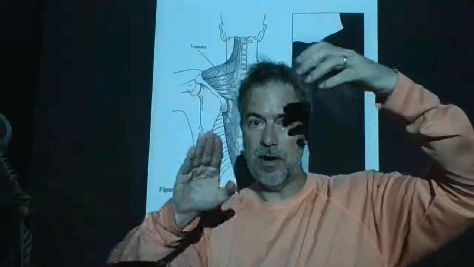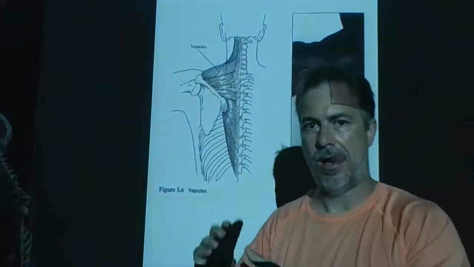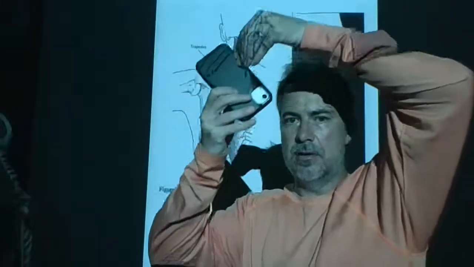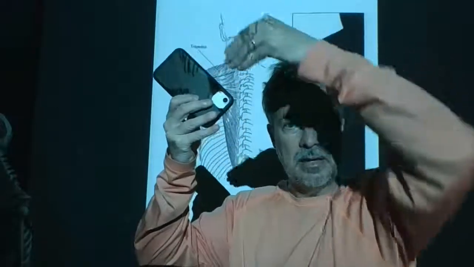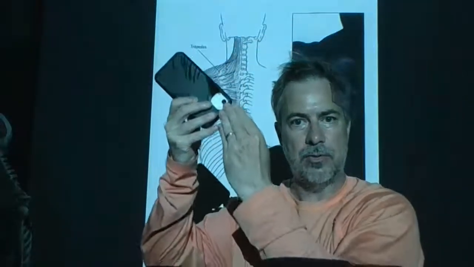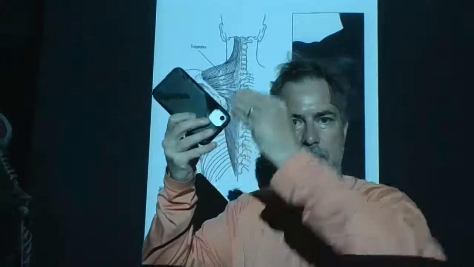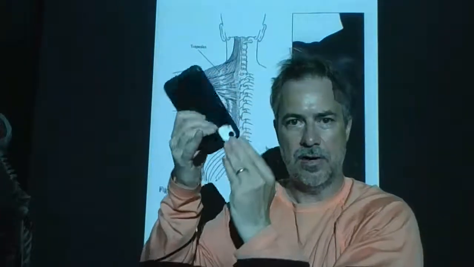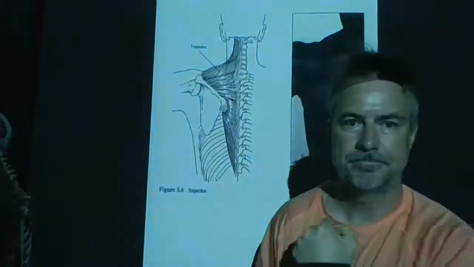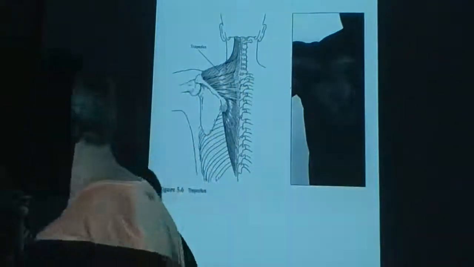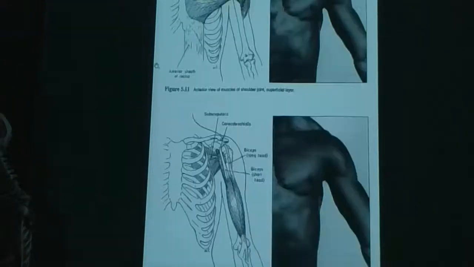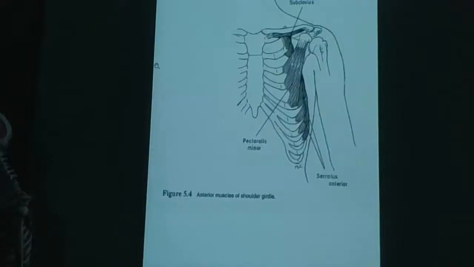The upper fibers are elevators independently, and the lower fibers are depressors independently. But when they work together, they work in the same direction of spin. That's pretty cool. Okay.